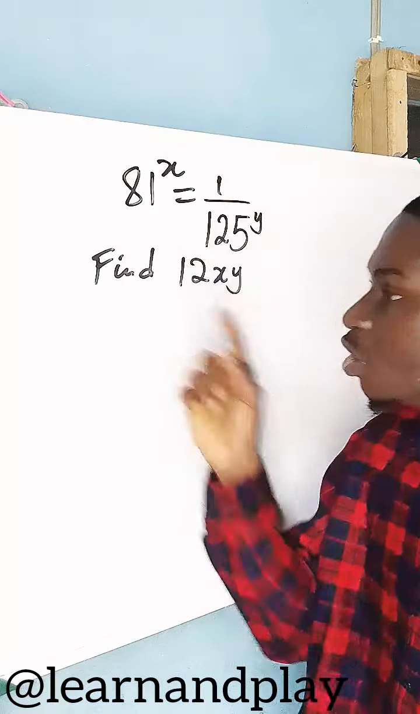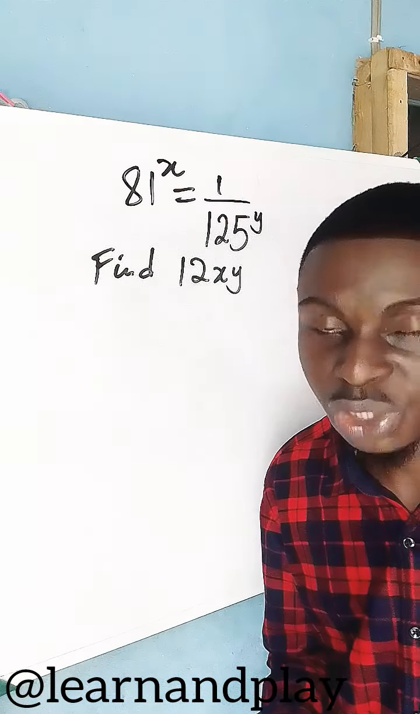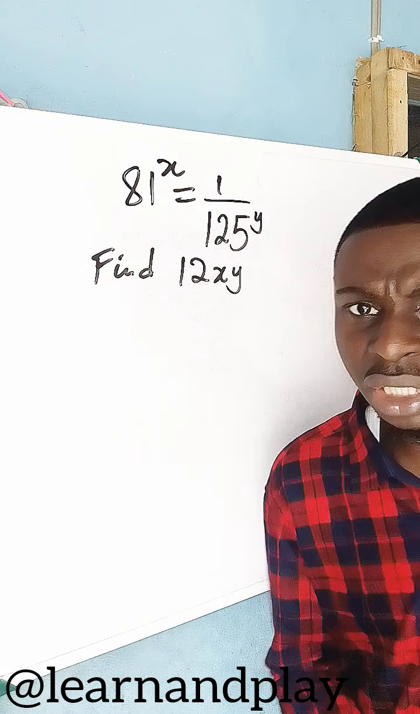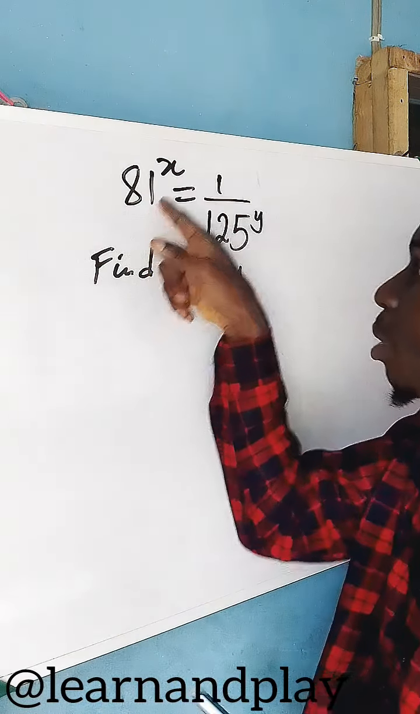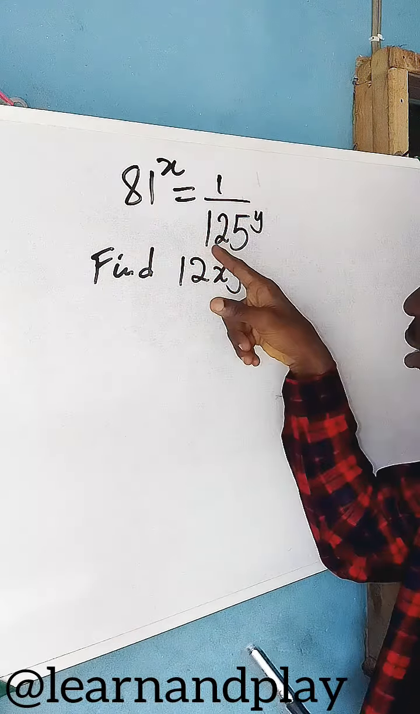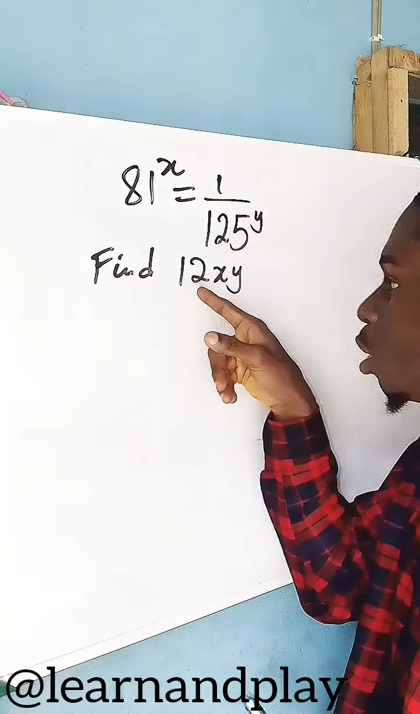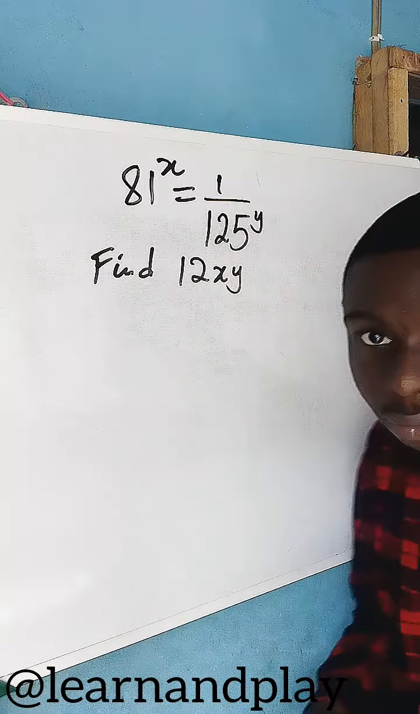Let me show you how to solve this tricky Olympiad math question on the board. This question is very tricky but simple. Watch this out. We have 81 to the power of x is equal to 1 divided by 125 to the power of y. We have to find the value of 12xy.